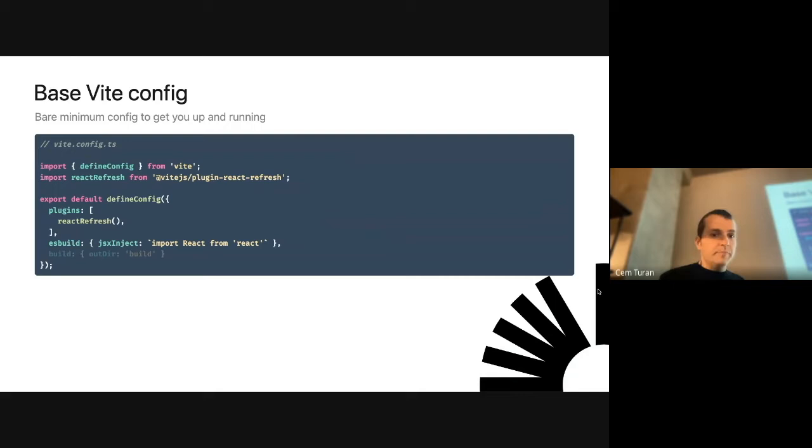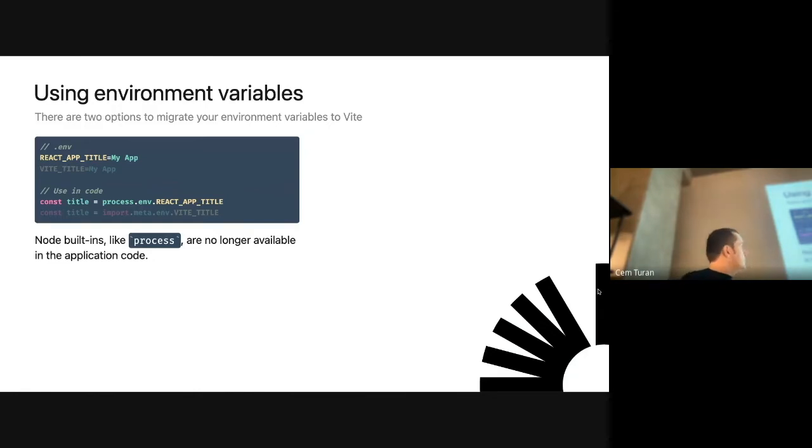And here, the last thing that you may want to do is to change the output directory to build, so that it keeps the same output directory as before. And that's it. That's the bare minimum configuration that you need with Vite to get you up and running. Cool. Let's look at a different aspect here, which is the environment variables.